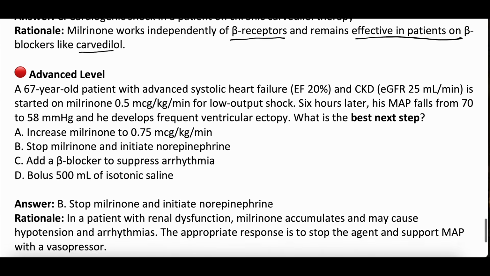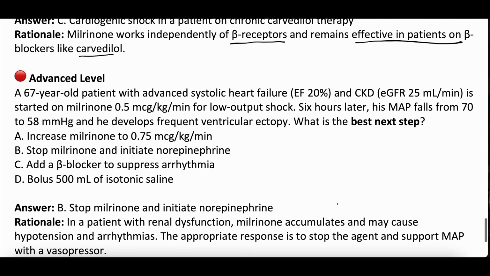In a patient with renal dysfunction, milrinone accumulates, right? We talked about how it's renally excreted. So in a patient with renal dysfunction, you may get more hypotension and more arrhythmias as milrinone accumulates because it's not being urinated out. The appropriate response in this clinical scenario is to assume milrinone has accumulated and to stop milrinone and add a vasopressor, because there will still be milrinone circulating in that patient for quite some time because they're not able to excrete it.